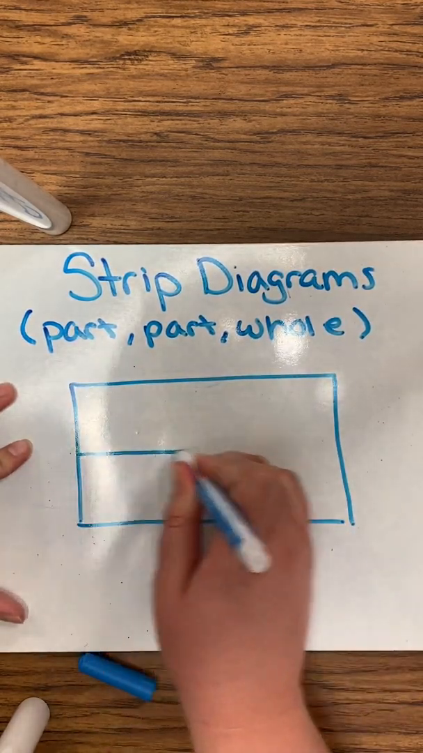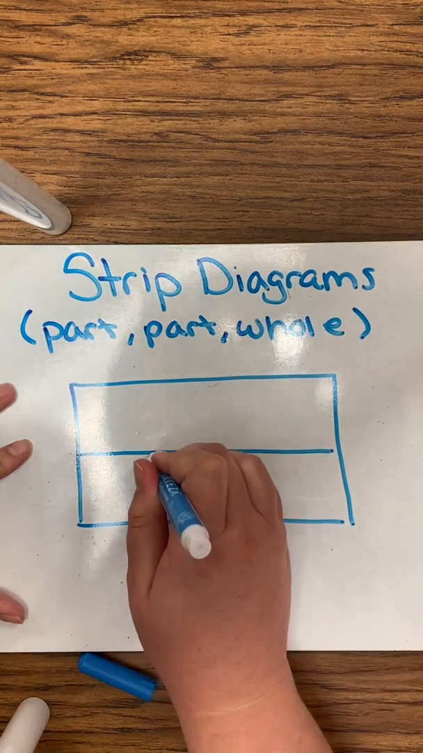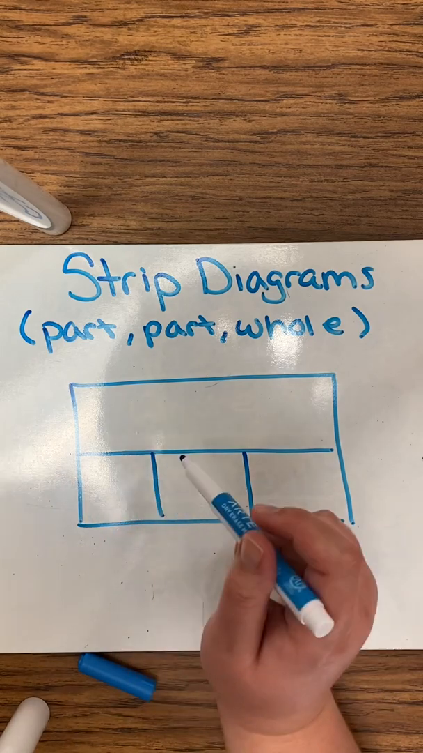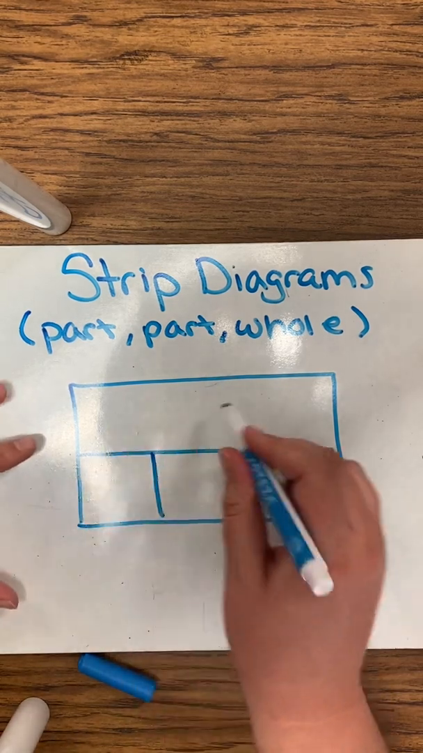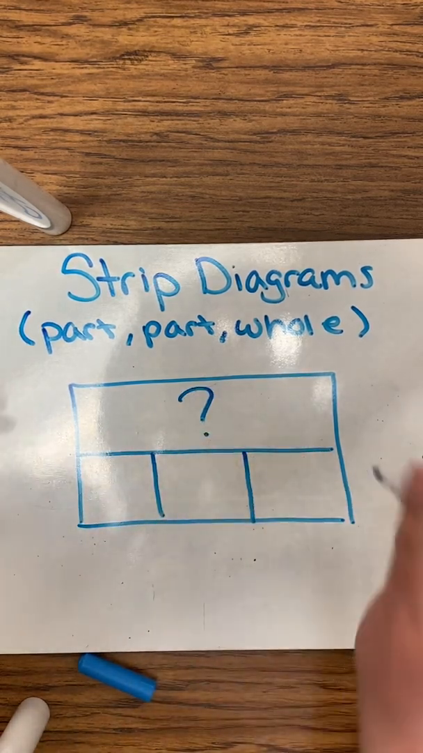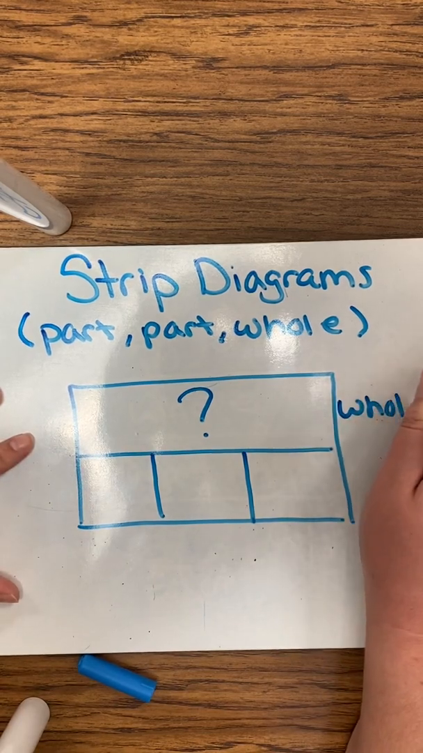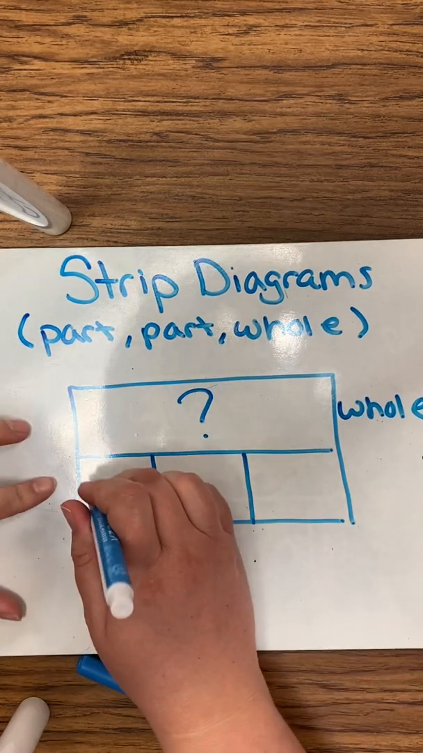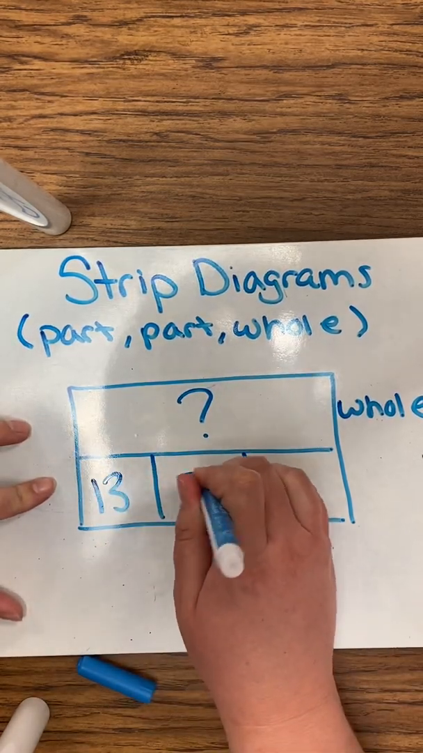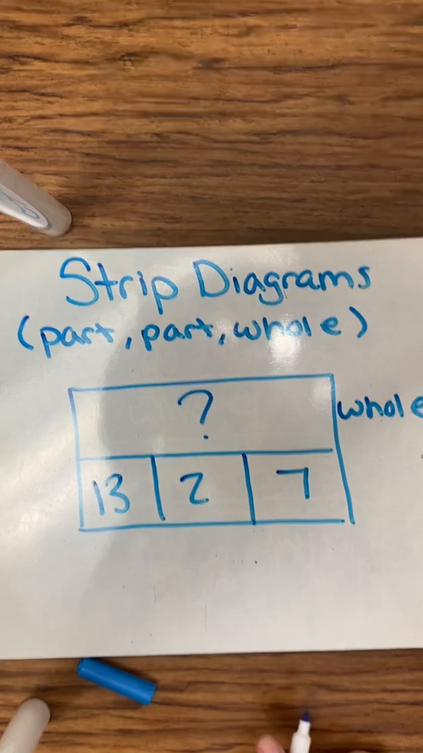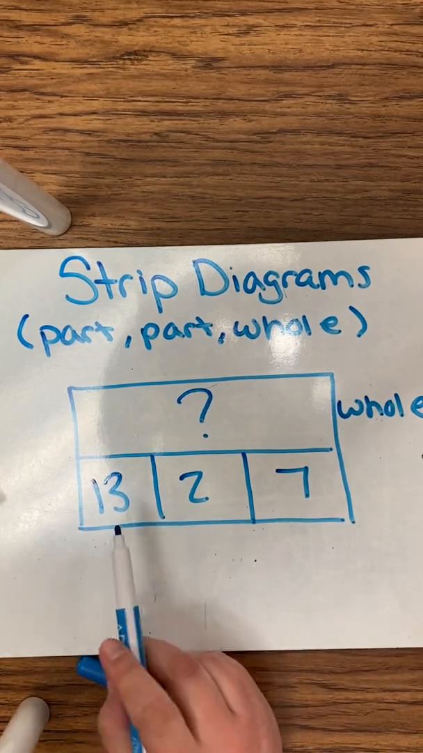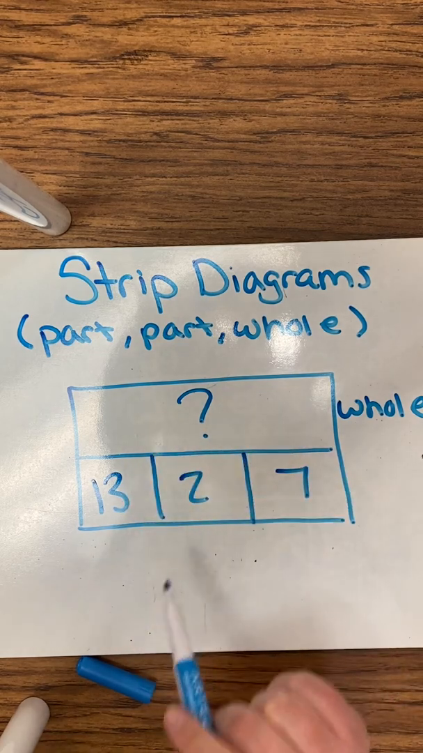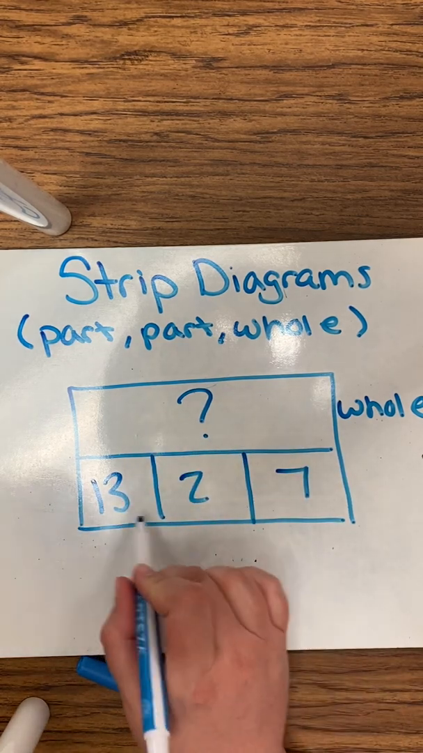So for the problems that you're going to be working with today, there are going to be three problems, okay? So let's say we do not know the total. We do not know the whole, okay? We do not know, but we know the different parts. So let's say this is 13, 2, and 7. Okay, so we have to add each part in order to find out how much the whole really is. So for this problem, we would add 13 and 2.